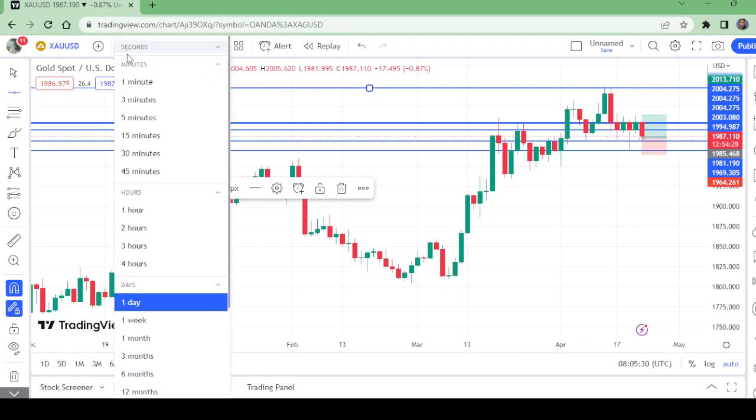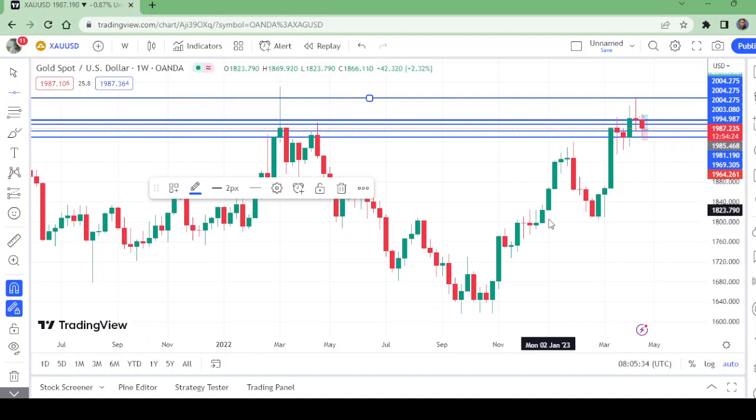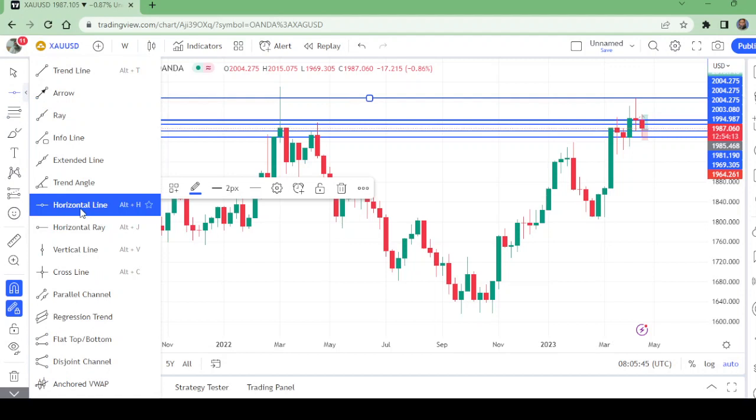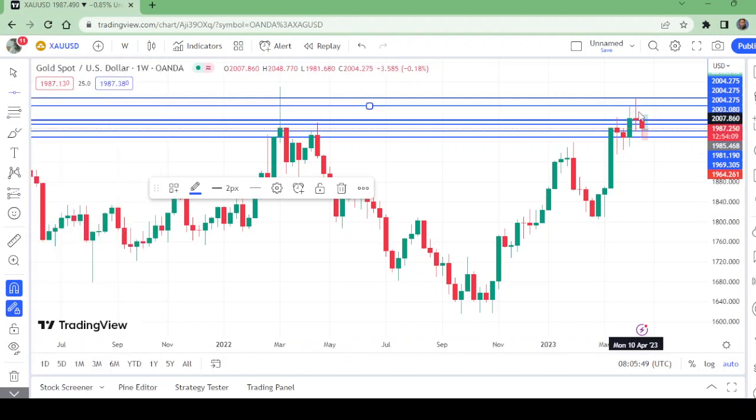Now let me show you on the weekly time frame. On the weekly time frame, there are many options between these levels. We have take profit options also. Now let me put horizontal lines between these lines. Here are also take profit options. Here is also a take profit option. These are all take profit options.